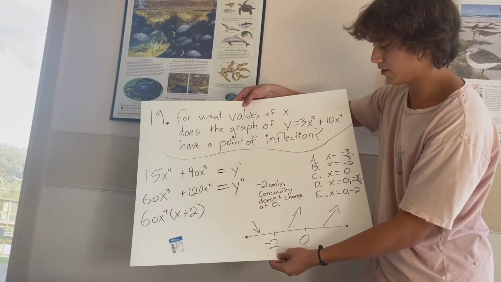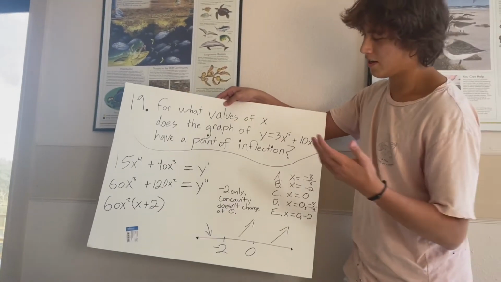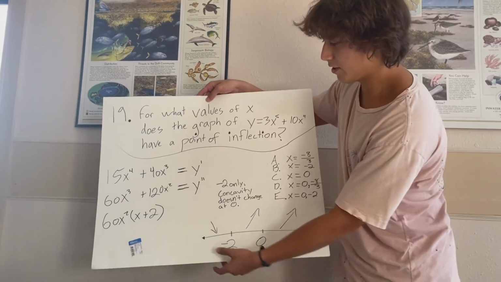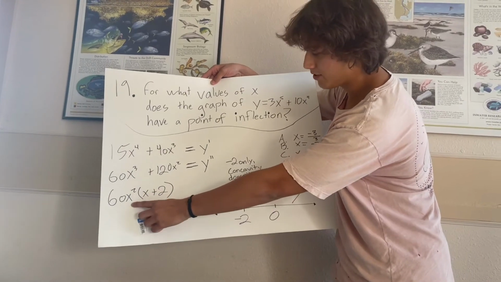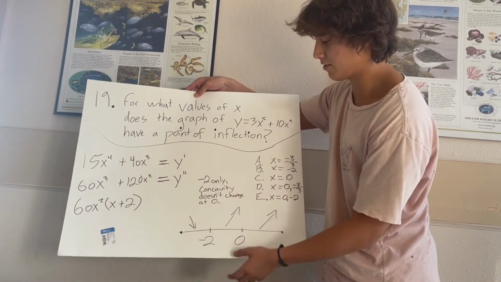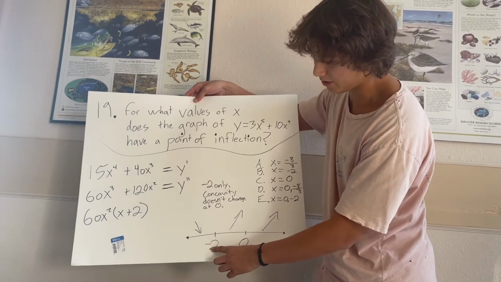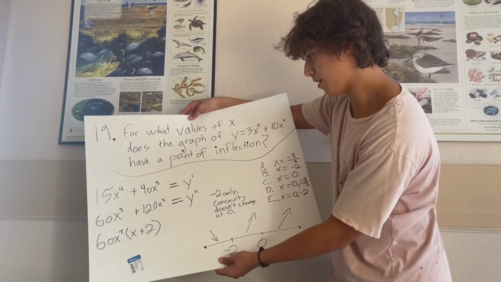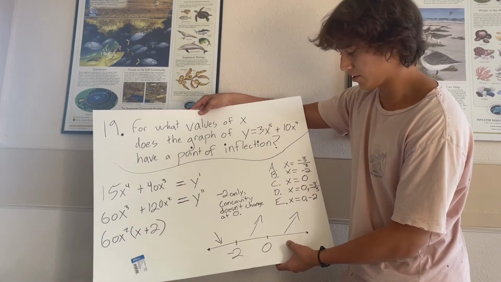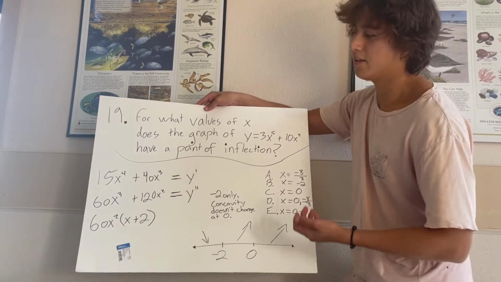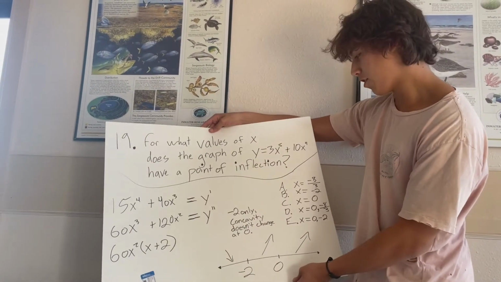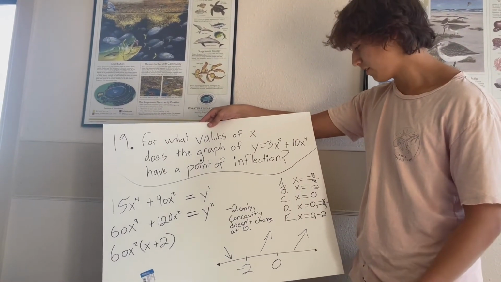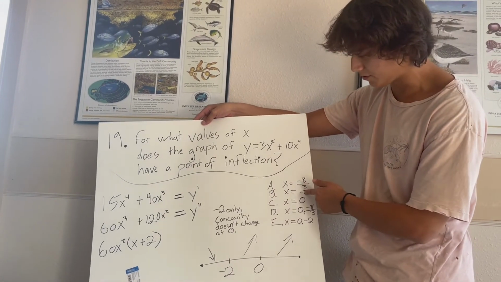So for these points, you will have to find the positive and negative to see what the slope looks like. So if you plug in a -3, you get a negative and a positive, and that is down. So then you would plug in a number between 0 and -2, such as -1, and that will come out to be a positive and a positive, and a number between 0 and infinity, and that will be positive and positive. So that comes out to be -2 only, and the concavity doesn't change at 0, so that is x equals -2, B.